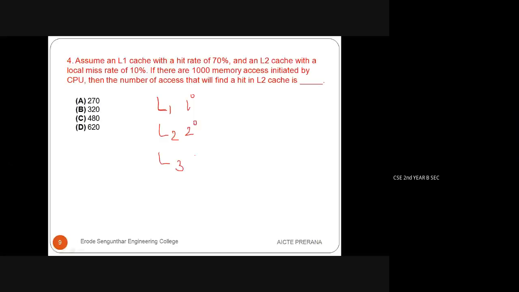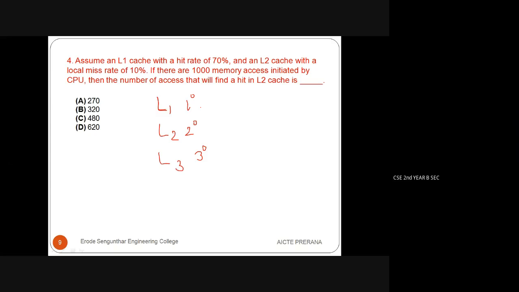So L2 is the secondary cache memory and L3 is the tertiary cache memory. When I am going to search for data, the computer will search for that particular data. That is, in search of means I am requesting a particular data from the computer. At that time, the computer will search for the data in the cache memory. So we have different types of cache memory, right? So cache memory slots.